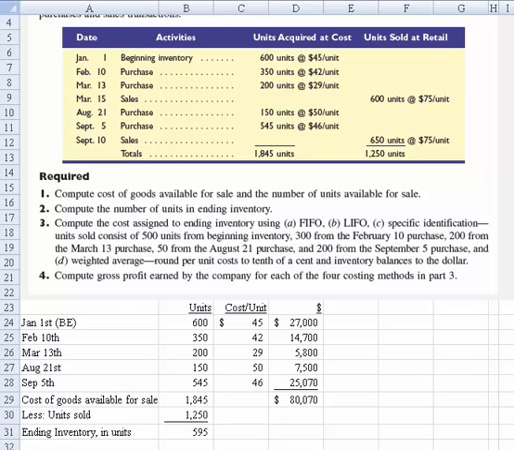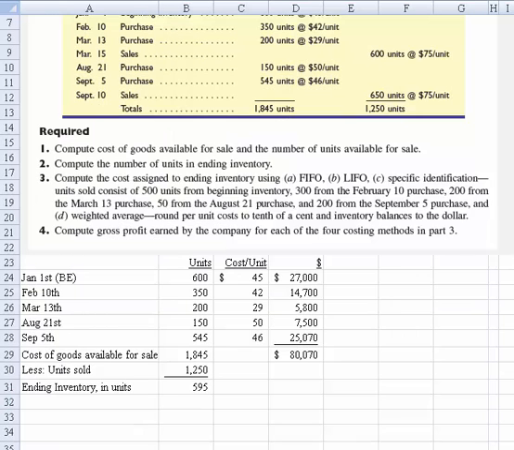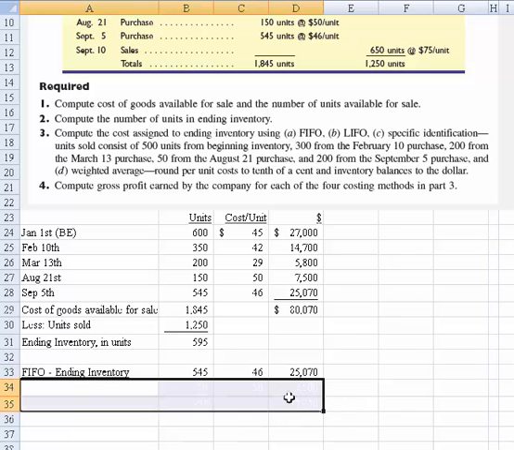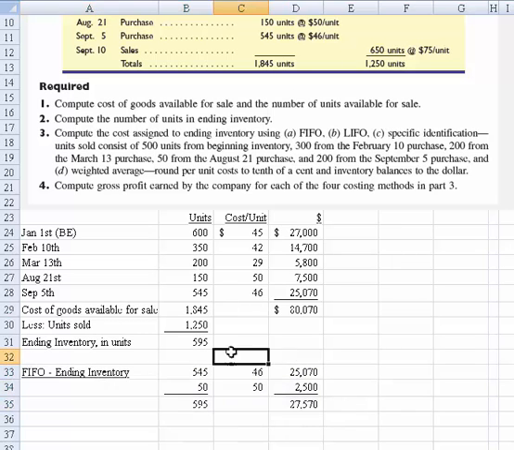Now let's take a look at part 3, where we're going to compute the cost assigned to ending inventory under 3 different methods. First, let's do FIFO. And I've typed a little bit of this in ahead of time. Let me show you what I'm doing here, and I'll explain my solution. With FIFO, first one in is the first one out. So we do a layering approach where we assume if the first one in was the first one out, then the last one in was the last purchase.